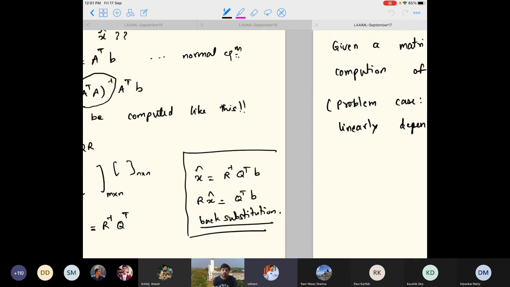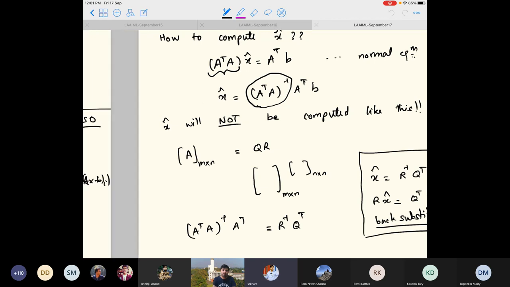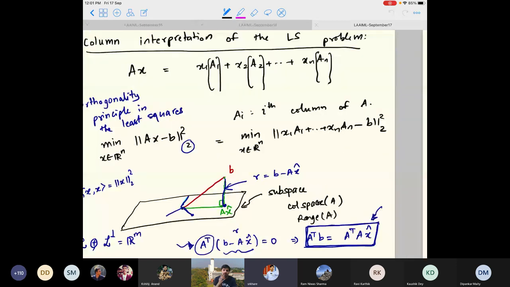Any doubt about these things? I will give that example of why A transpose A is bad. But any other doubts about this discussion we had so far?